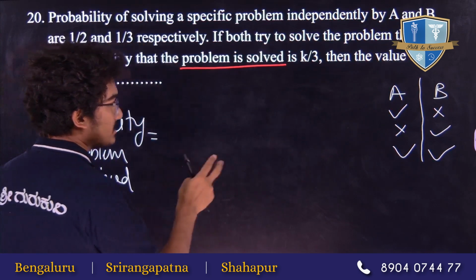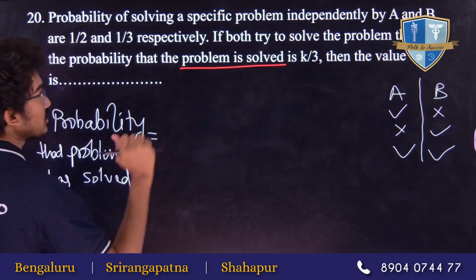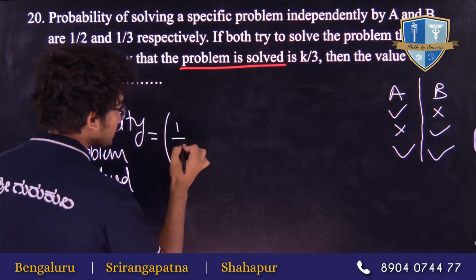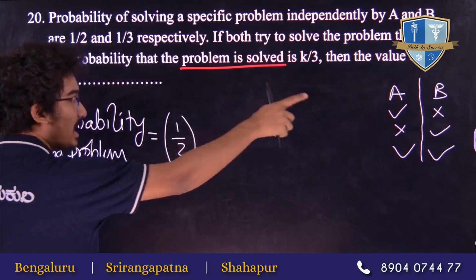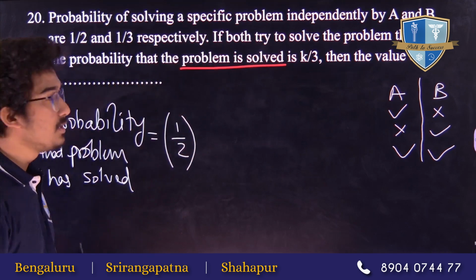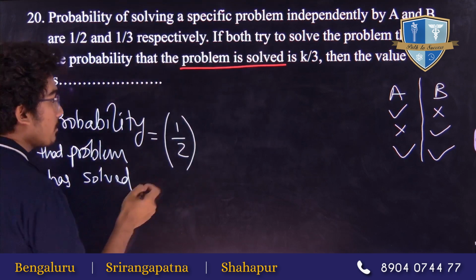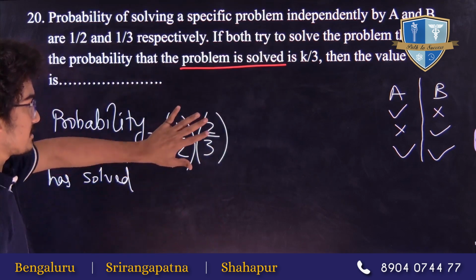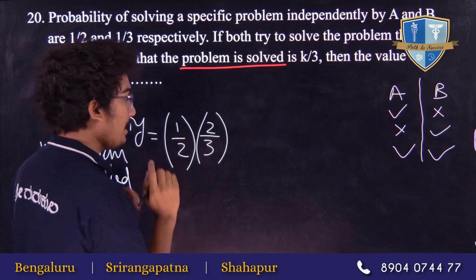So in the first case, A has solved the problem and B has not solved the problem. So what is the probability of A solving the problem is 1 by 2. In the same case, B has not solved the problem. So probability of B solving the problem is 1 by 3. So probability of B not solving the problem will be 2 by 3. Correct? So this is our first case. When A has solved the problem and B have not solved the problem.